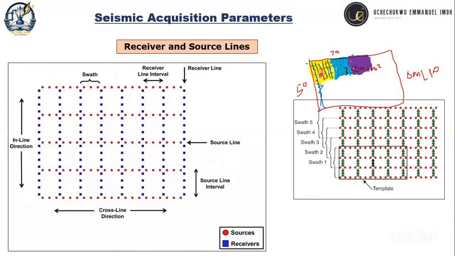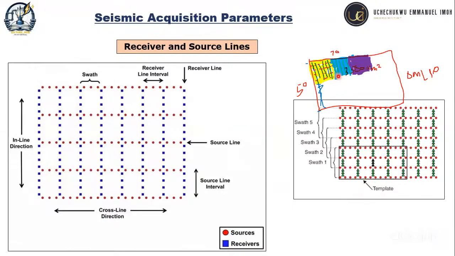So you have this yellow one, SWAT 1, blue one, SWAT 2, purple SWAT 3, and so on and so forth, until the whole block of 3,500 square kilometers is covered. So that's what basically happens in swatting. So when you hear SWAT, that's what it means.